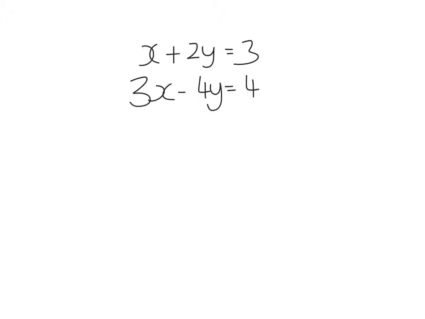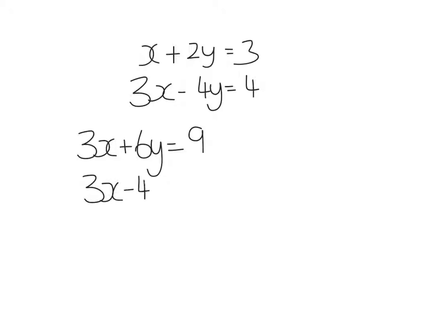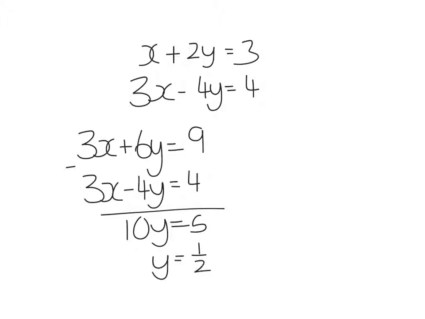I now have 2 equations and 2 unknowns to solve, and if I multiply my first by 3, and subtract my second, I get that 10y equals 5, so y would be a half. x plus 2 times a half, which is 1, has to be 3, which means that x would be 2.